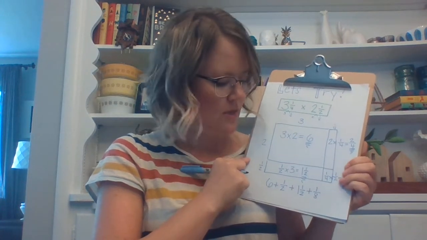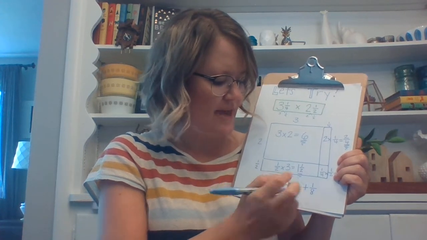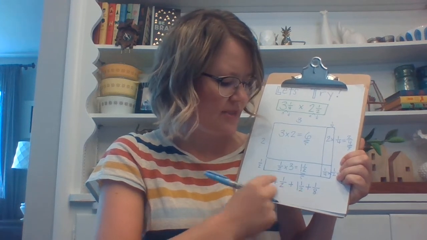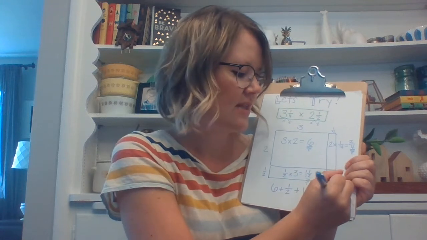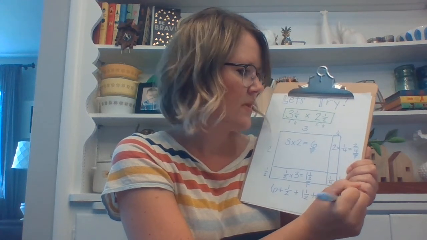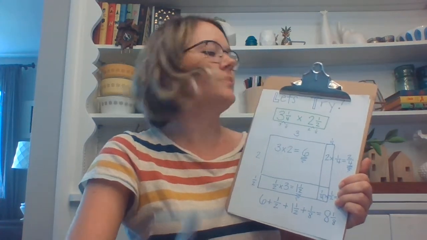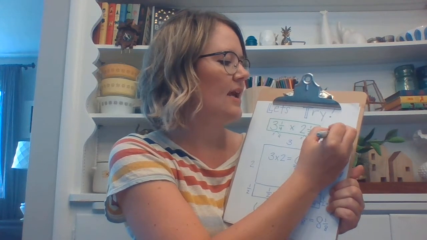Okay, so let's see here. I'm going to add the half plus the 1.5 first, and that's going to make 2. And then I can add that with the 6, so that's 8. And then I have this little extra 1/8 here. So it's 8 and 1/8. So the area, or the answer to my original expression up here, is 8 and 1/8.